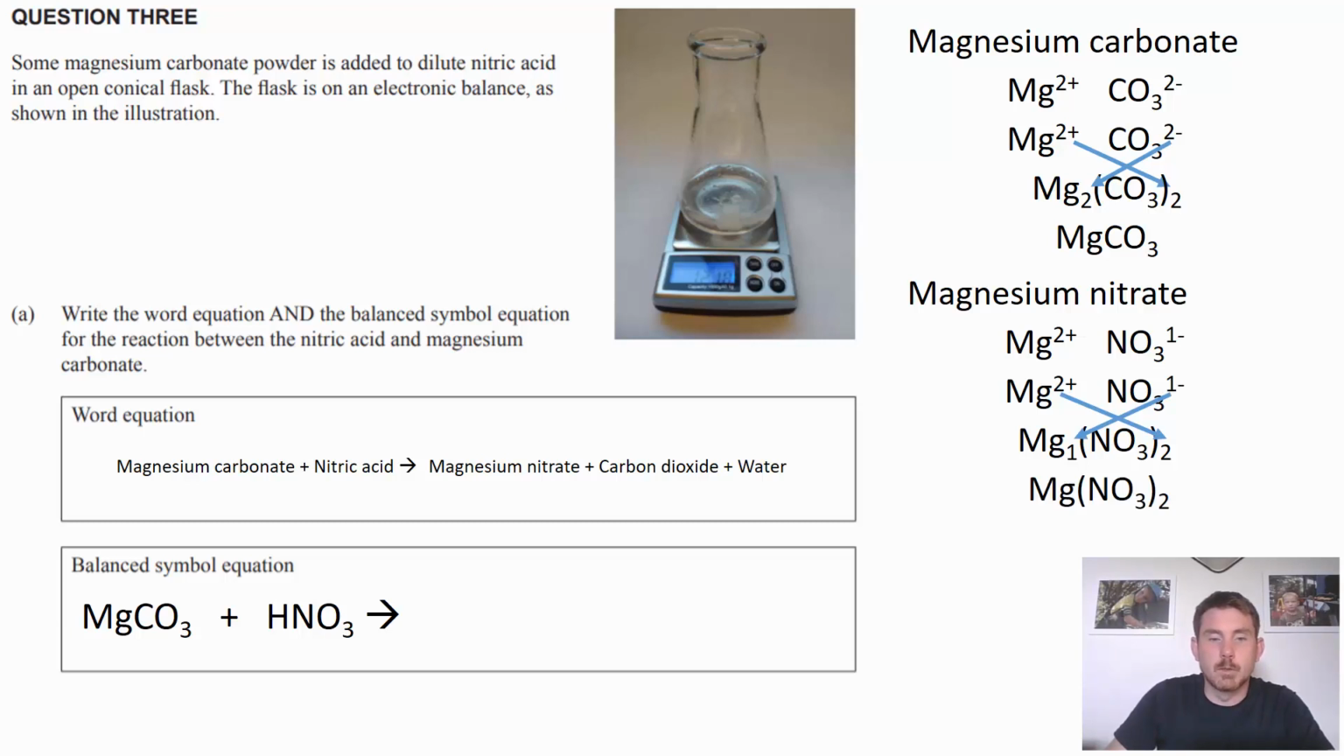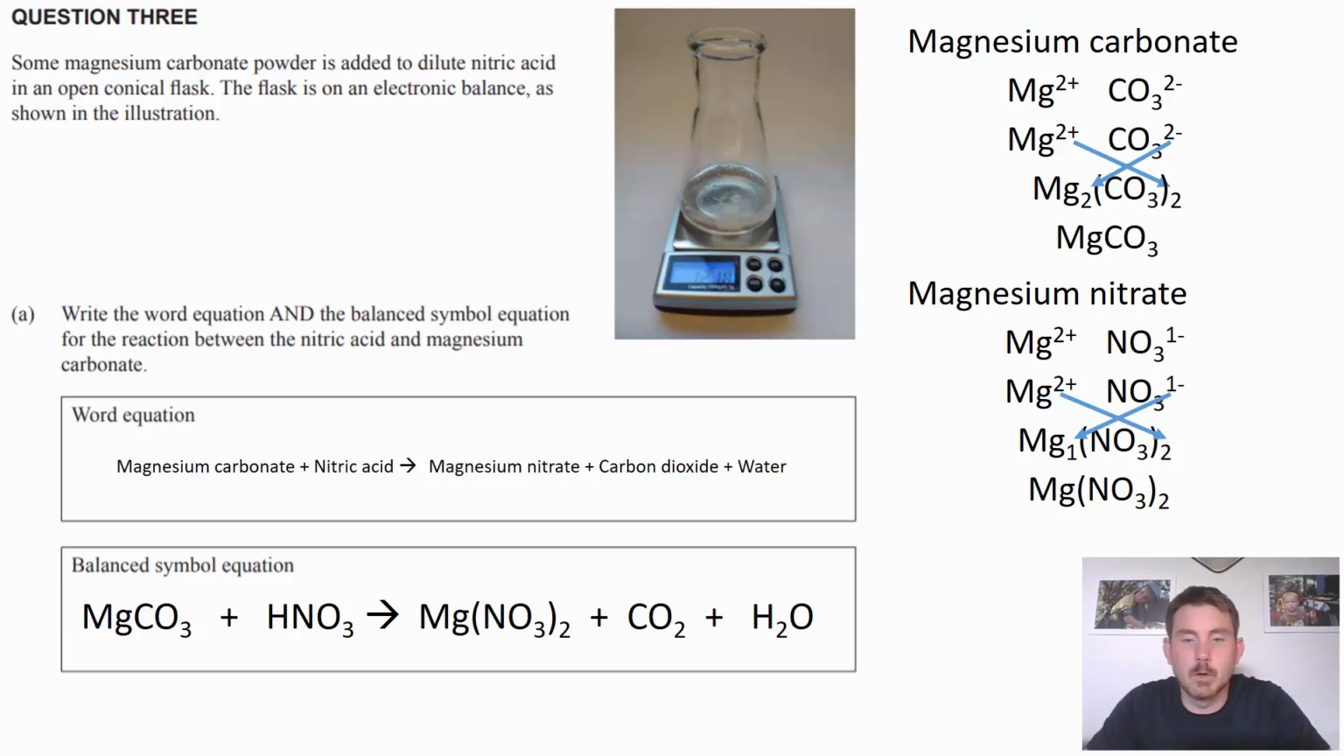Okay, so then we can write that formula in along with carbon dioxide and water, which I'd expect you to know. And then we need to balance the symbol equation. So starting from the left, we've got 1 magnesium, 1 magnesium. We've got 1 carbonate group, or 1 carbon I should say, and then 1 carbon over here.